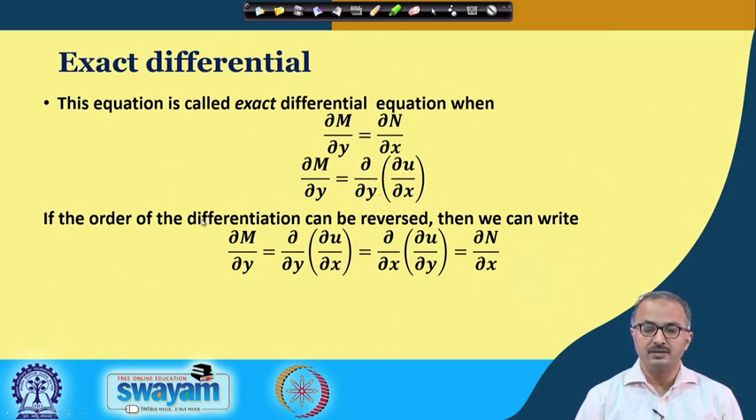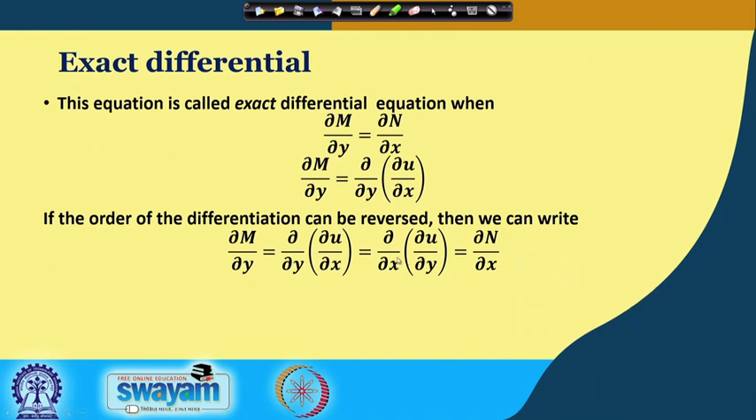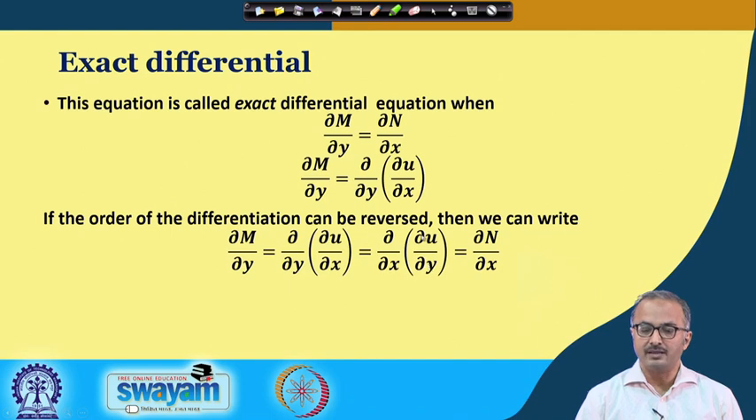And if the order of differentiation can be changed, which is not always so but can be, then we can slightly manipulate it and see that it will be ∂/∂x of ∂u/∂y, and this ∂u/∂y is nothing but n. So it comes as ∂n/∂x. So, for this particular reversal of the order of differentiation, we are getting ∂m/∂y equal to ∂n/∂x.